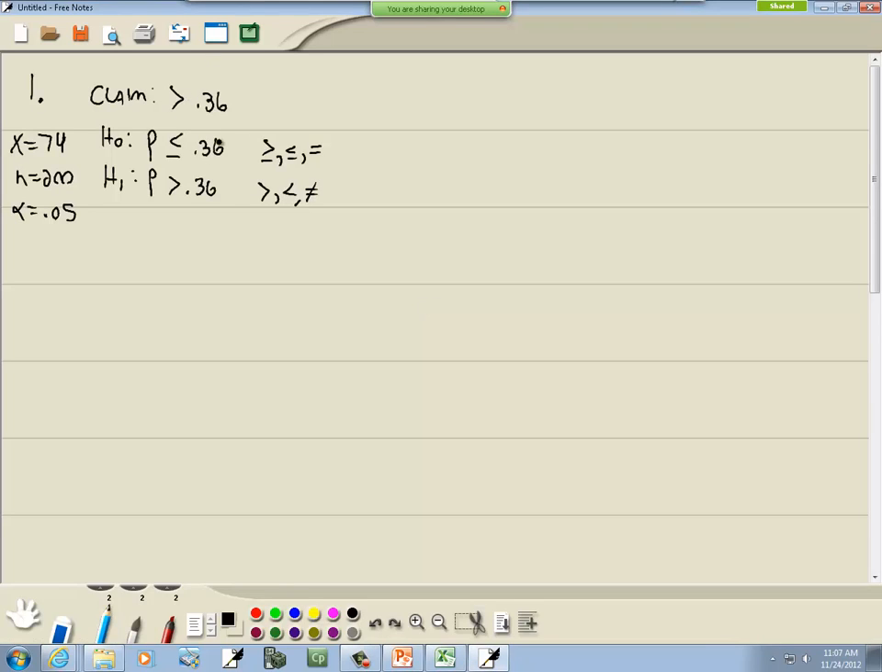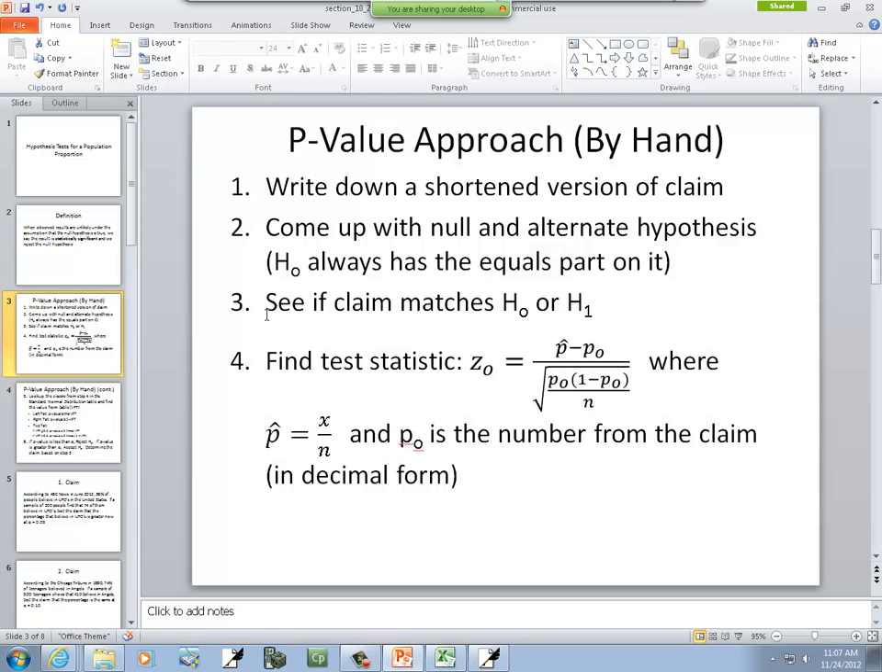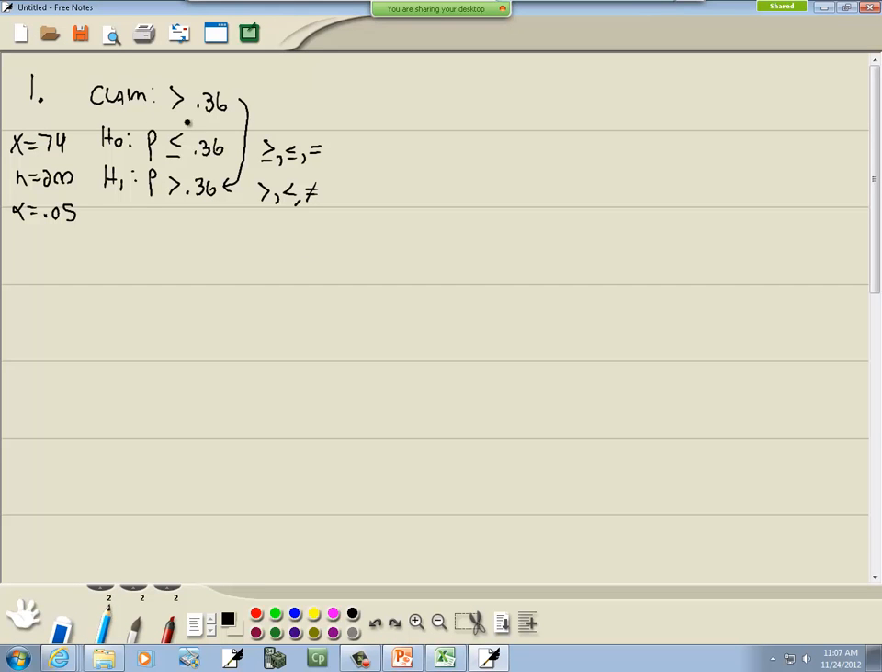This is a greater than. We put the greater than on H1, so it matches H1. Now remember what this represents. I don't have that on this, but this is a right tail. Greater than on H1 means you have a right tail.